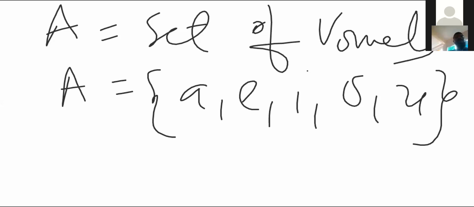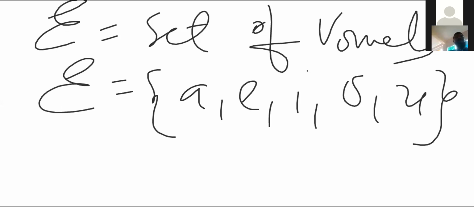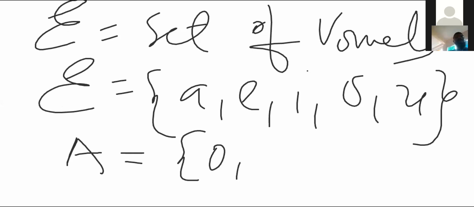Okay, so this is our set. This is our universal set. Our universal set is A. I want to cancel this A and instead write the universal set, epsilon. So that's our universal set: A, E, I, O, U. Now let me create a set A. Set A is made up of O and U.